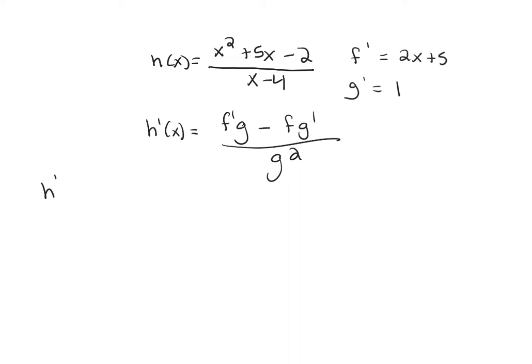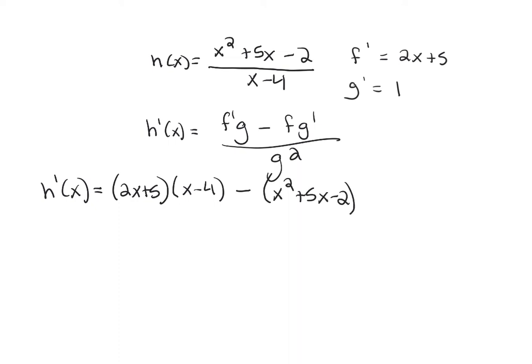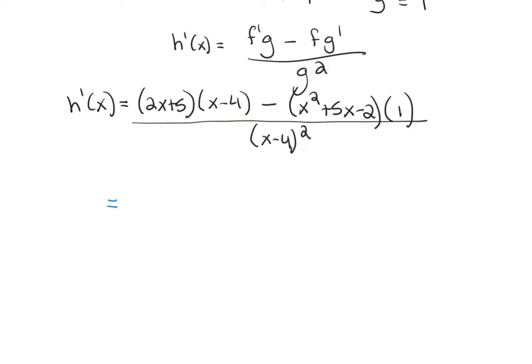Okay, so the derivative of f is 2x plus 5 times g, which is x minus 4, minus f, x squared plus 5x minus 2, times the derivative of g, which is 1, all over g, x minus 4, squared. Okay, so let's simplify.